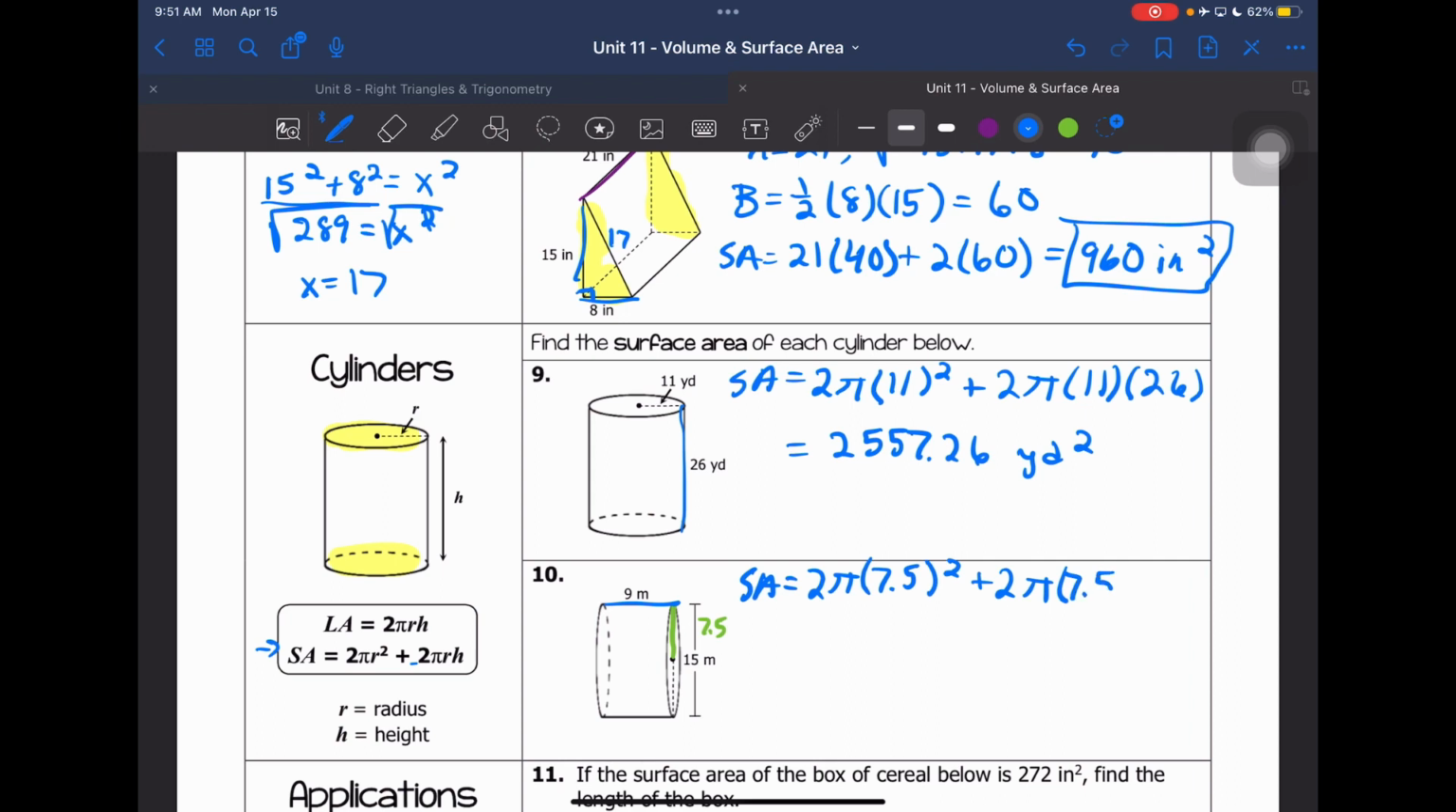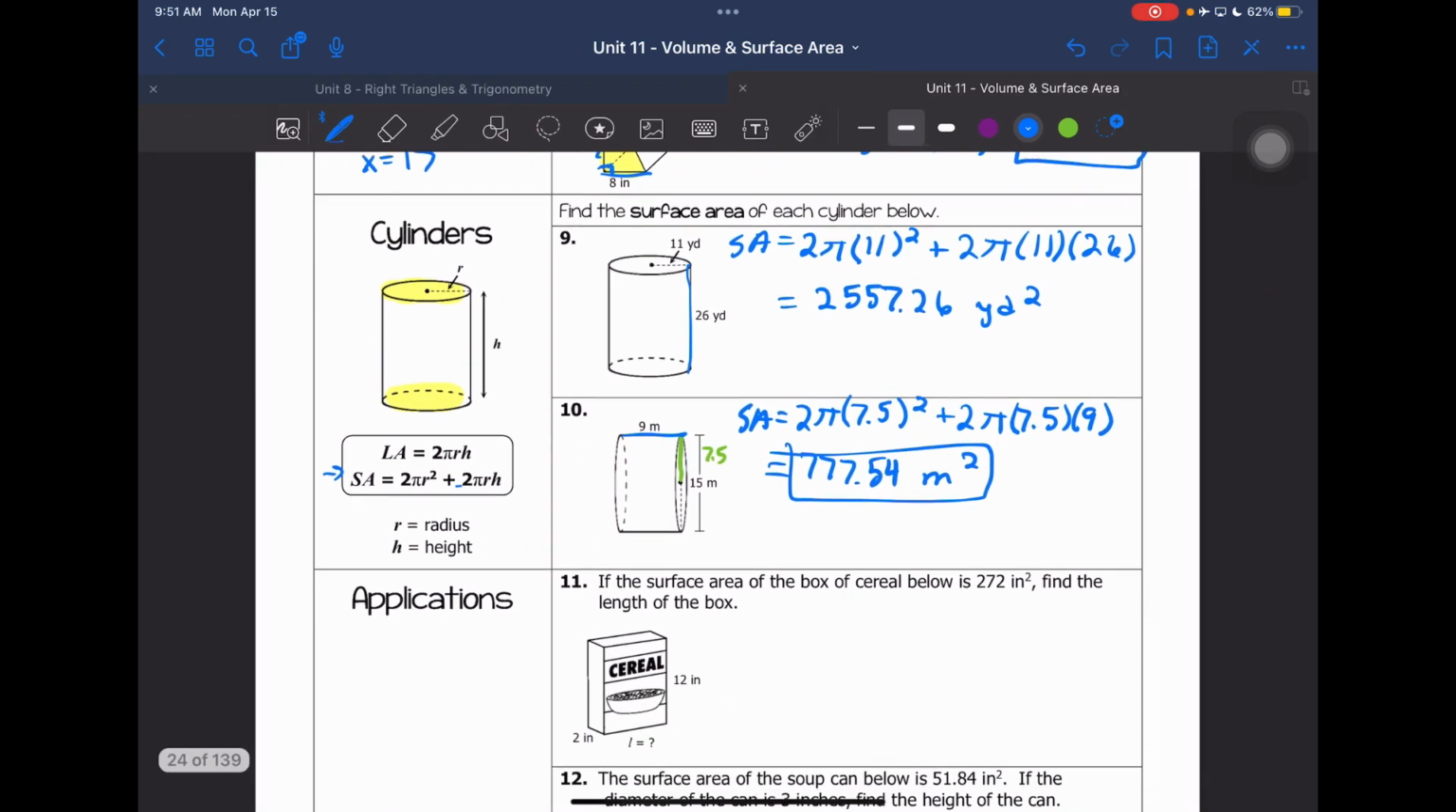So 7.5 times 9. And then you can type all that into the calculator and find out what the surface area of the cylinder is. That would be 777.54 meters squared.